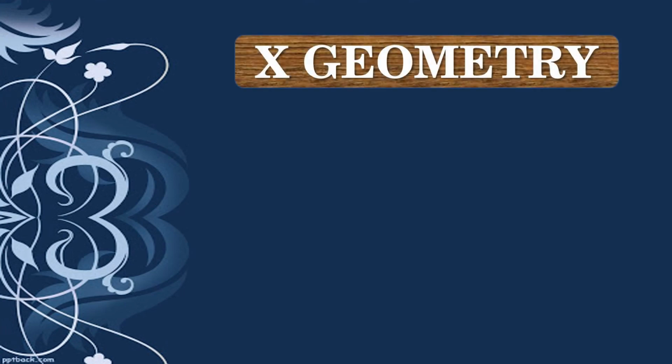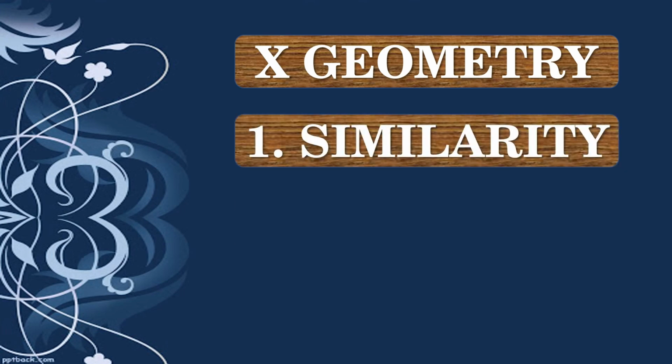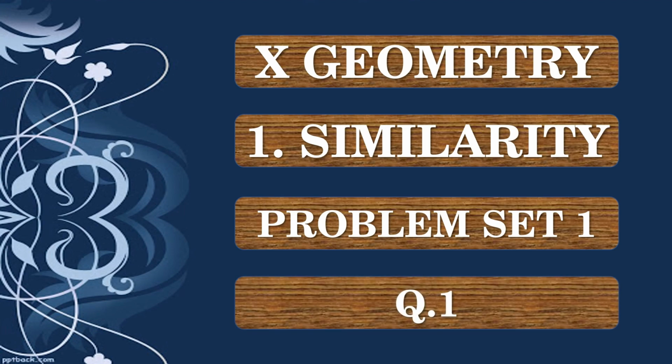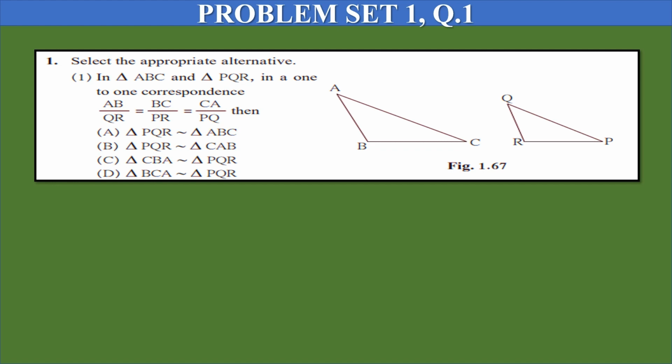In this video, we will be covering 10th geometry, chapter number 1, similarity, problem set 1, question number 1. So first question it is, select the appropriate alternative. In triangle ABC and triangle PQR in a one-to-one correspondence, AB upon QR is equal to BC upon PR is equal to CA upon PQ. So we have to select one of the alternatives.